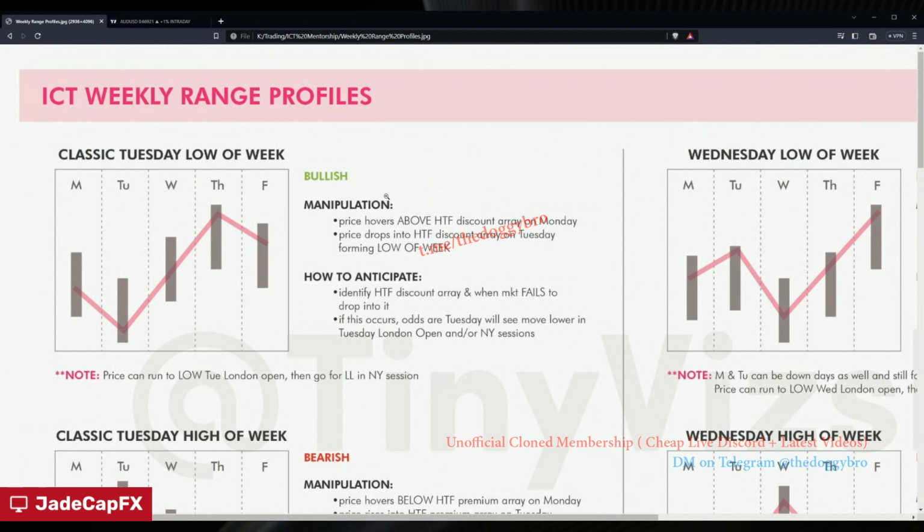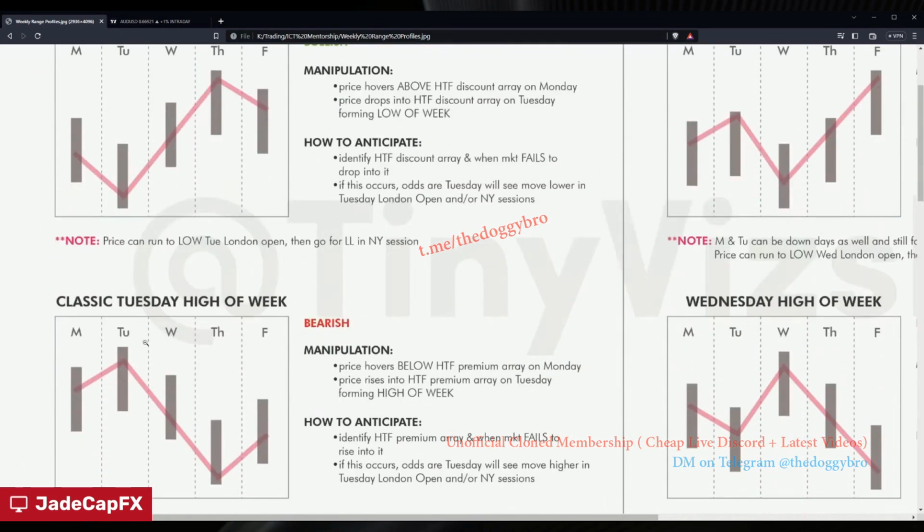If you're watching this in the future, we have a classic Tuesday low of the week. Now, Monday is going to be our manipulation, or accumulation. And then Tuesday we'll see that manipulation move and then a distribution up till Thursday, with Friday closing back in the range. So when you're looking at this, essentially you want to see Monday maybe have a light news day, and then Tuesday maybe there's a CPI print or something of the sorts that will provide the high or the low of the week.